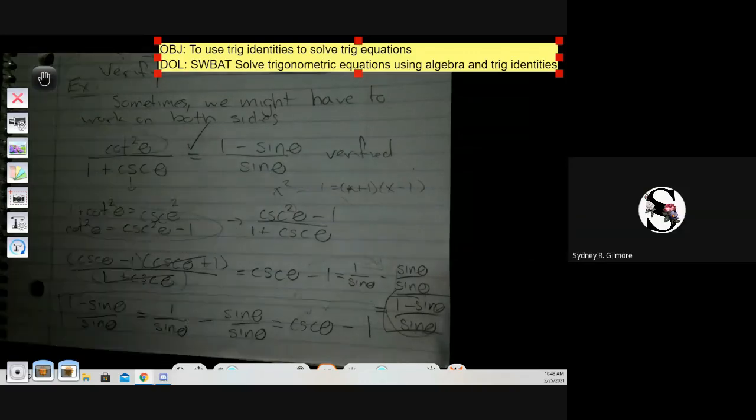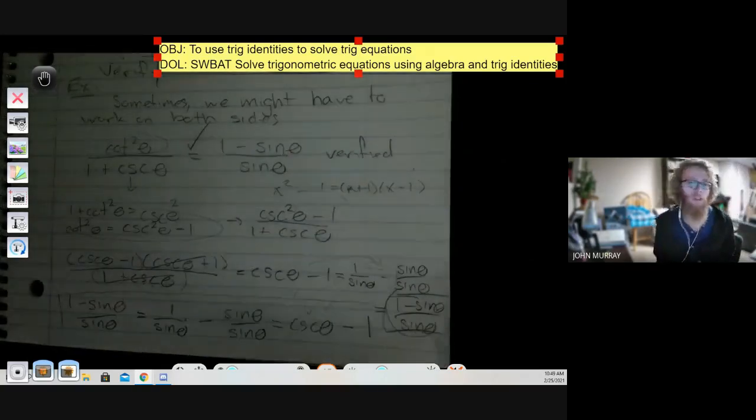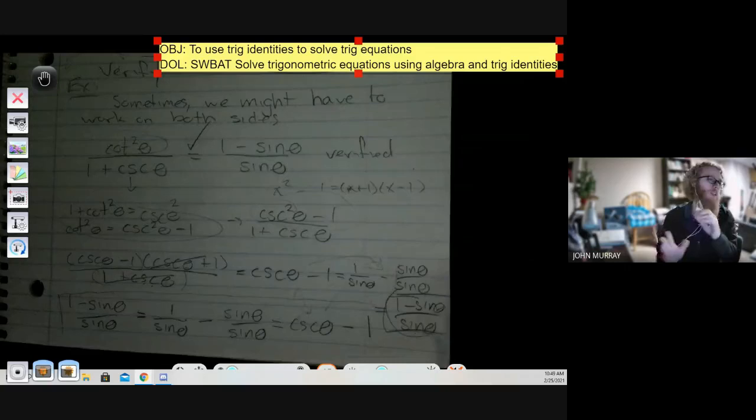Mr. Murray. What's up? How are we able to tell when we need to work on both sides? In all honesty, you can work on both sides any time. But like I said, it can get confusing if you're working on the left side and then, oh wait, let me go to the right side, and then, oh wait, I'm somewhere on the right side and let me go back to the left side. So you just have to make sure you're organized if you're doing it that way.